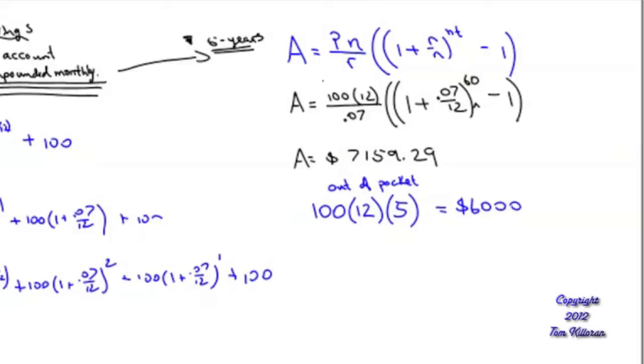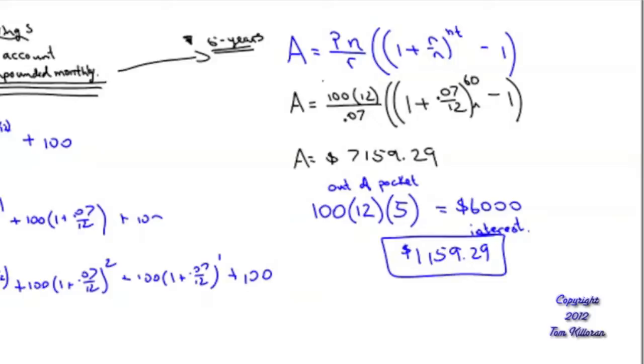The cool thing is, how much of it is interest? $1,159.29 just in interest. That's the amount of money the bank paid you to let them borrow $100 every single month. That ain't nothing. That's not bad. It's money that came from Miracle Land.